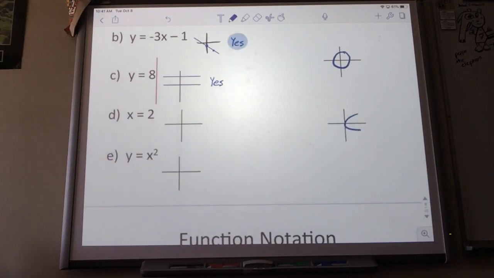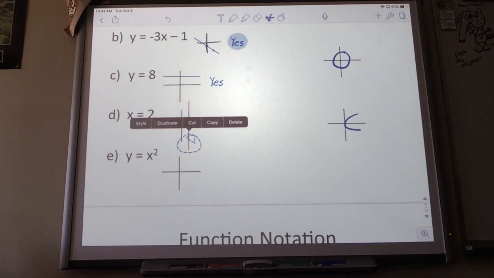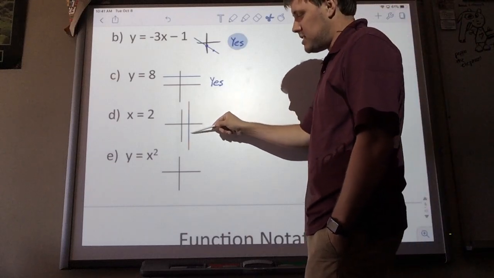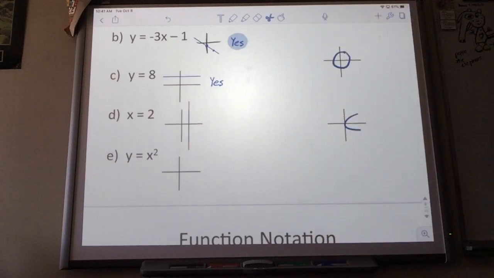X equals 2. What does that line look like? Up and down. Vertical, because it goes through the x-axis at 2. So that's about right here. If I drag that red line across that, is there a point where it crosses more than once? What about right there? Yes. It crosses every single time right there. So it crosses an infinite amount of times right there. So that is not a function because it crosses all the way, every single spot. Okay, so vertical lines are not functions.